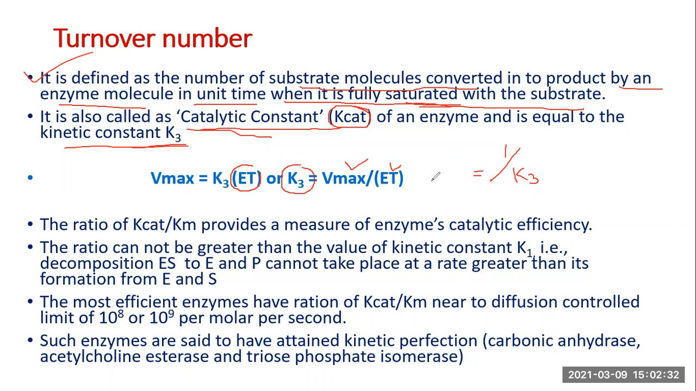What does it signify? It signifies that in unit time, one enzyme molecule, meaning one active site, is capable of converting 10 substrate molecules into product in unit time, right? So this is the turnover number or catalytic constant. And what will be the time required for completion of one catalytic cycle? That will be 1 by 10, that is 1 upon K3, K3 is 10, so it will be 0.1. If your unit is second, it will be 0.1 second.